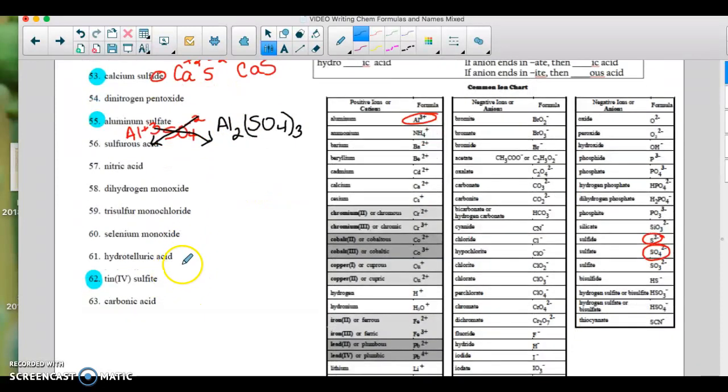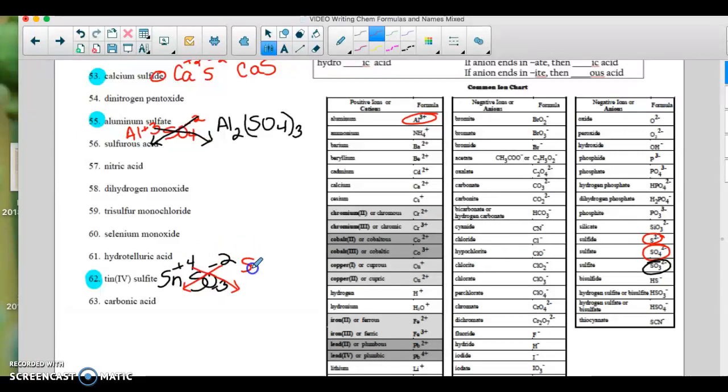Let's do this one. This one's a fun one. Tin, Roman numeral 4. So it's +4. Sulfite is over here. SO3 is -2. So you can sometimes just see this. We would need 2 of these for every one of those to be able to balance charge and make it neutral. You could also crisscross it.